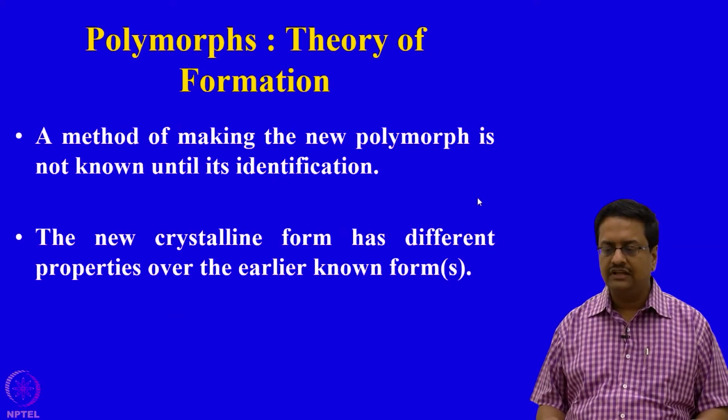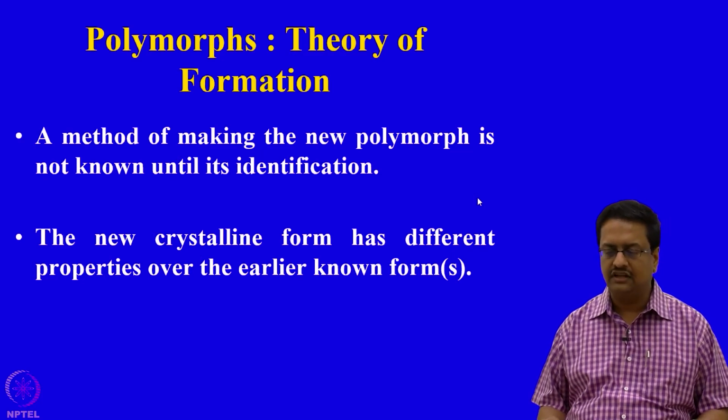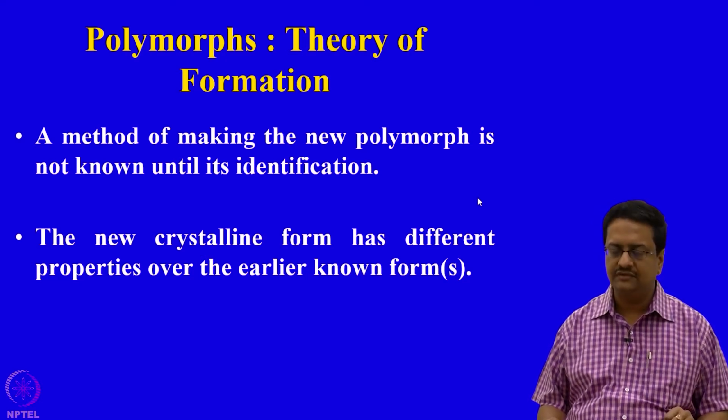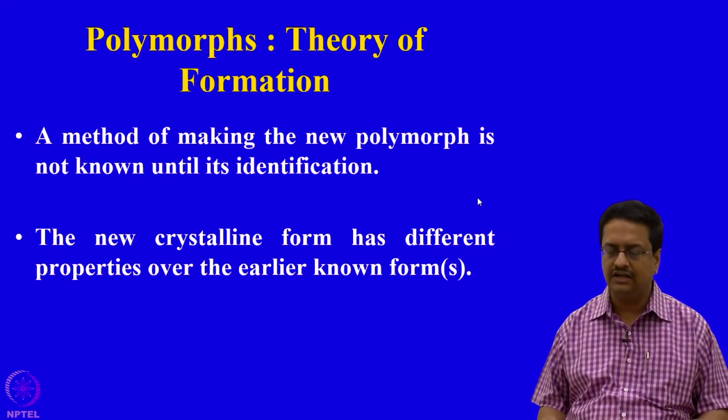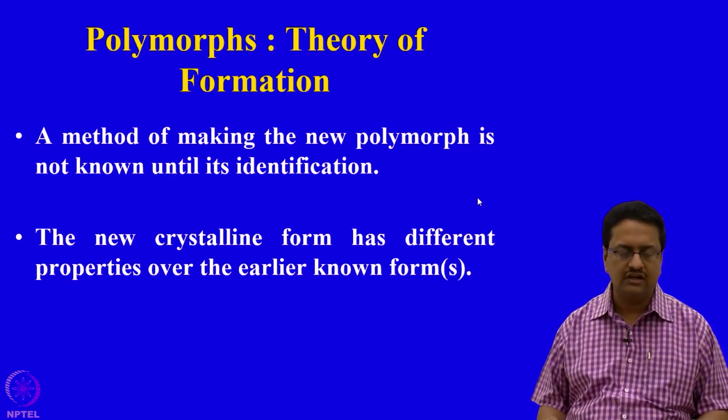A method of making a new polymorph is not known until it has been identified, and the new crystalline form has different properties over the earlier known forms. Until and unless somebody does an experiment and arrives at a new particular crystalline form, we cannot a priori predict that this particular form will be found or that it will not be formed.